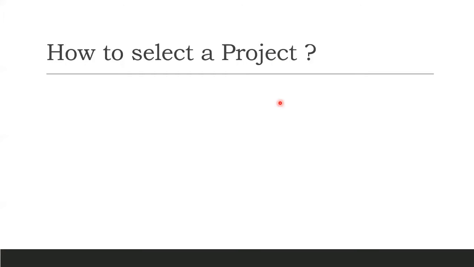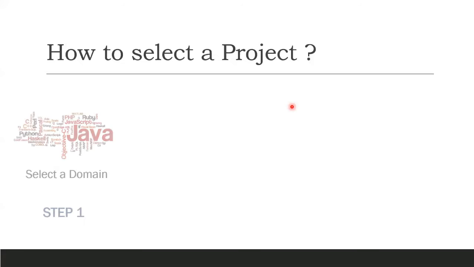Moving ahead, the next thing is how to select a project. First thing is you need to select a domain. If you look at this image that I've used over here, it has many programming languages mentioned. We know Java, C++, C, C Sharp, Python, JavaScript, HTML, CSS, stuff like that, right? But there are still many more programming languages out there which we do not even know about.